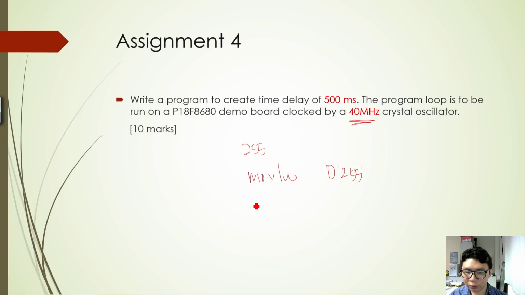If you do movlw decimal 280, is this valid? No, it's not valid, because PIC doesn't recognize numbers that are more than 255. The reason is that PIC18 is an 8-bit microcontroller. The maximum number that you can insert into any register is 255. So in order to handle numbers more than 255, we have to create another loop. Just bear in mind, this is a little bit of tips for this assignment.